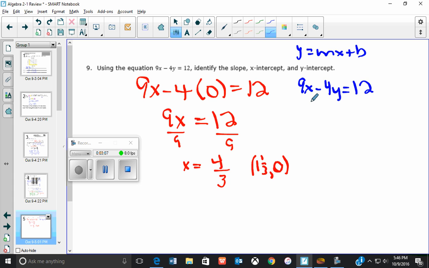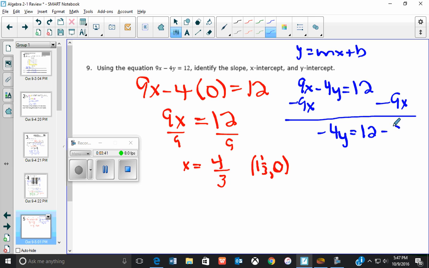We need to get rid of the 9x term with your negative 4y. So we need to add the opposite, 9x. The opposite of 9x is negative 9x. And I'm going to put negative 9x over here. Notice I'm not putting it under the 12 because those are not alike terms. So 9x minus 9x is 0. So what do I have left? Make sure you bring that negative down. Negative 4y equals 12 minus 9x. I cannot subtract those because those are not alike.